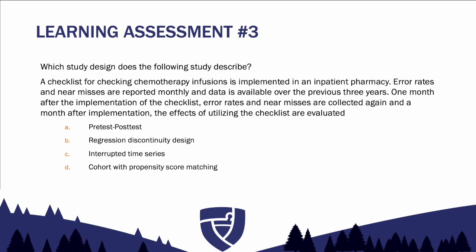Which study design does the following study describe? A checklist for checking chemotherapy infusions is implemented in an inpatient pharmacy. Error rates and near misses are reported monthly, and data is available over the previous 3 years. 1 month after the implementation of the checklist, error rates and near misses are collected again, and a month after implementation, the effects of utilizing the checklist are evaluated. Is this A, pre-test, post-test, B, regression discontinuity design, C, interrupted time series, or D, cohort with propensity score matching?